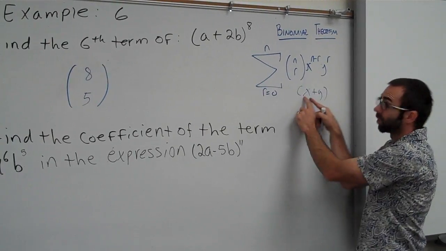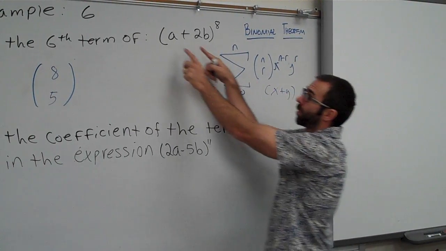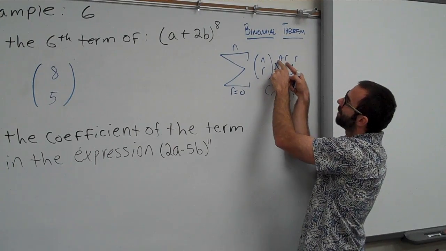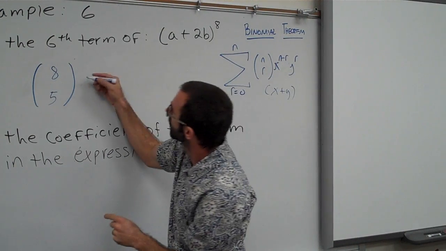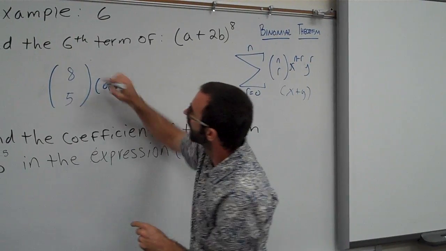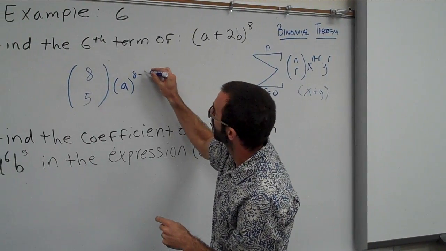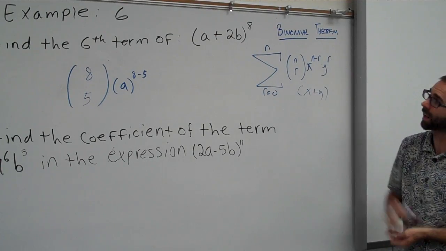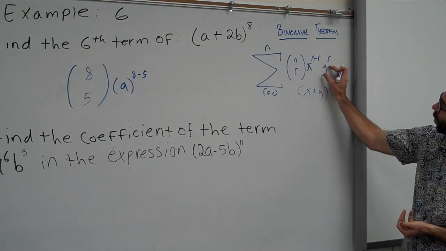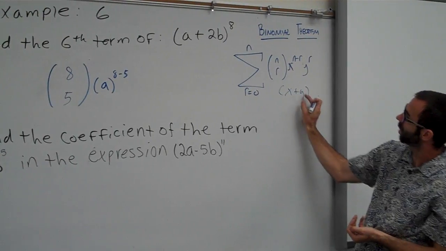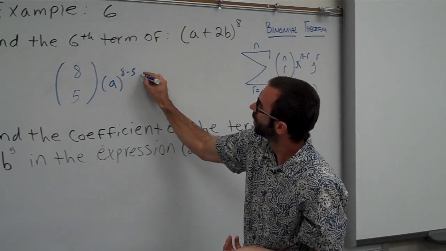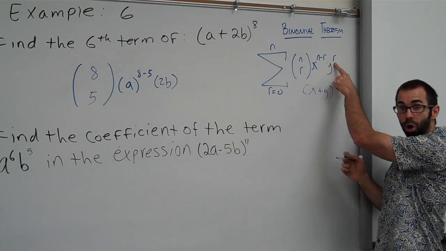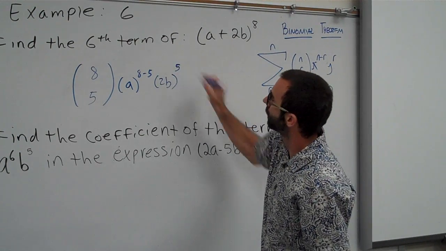So x refers to just our first term. Our first term is a, so you take your first term, a, to the n minus r. So my first term is a to the n minus r, to the 8 minus 5. Okay, so it's kind of cool. Our binomial theorem gives us what our exponent is going to be. And then our y term, in this case our second term, which is 2b, so 2b to the power of just our r, which is going to be 5.